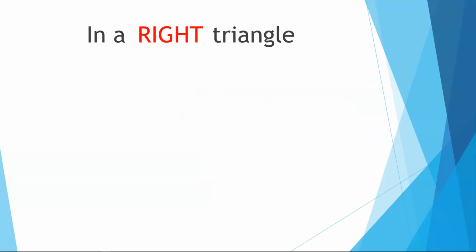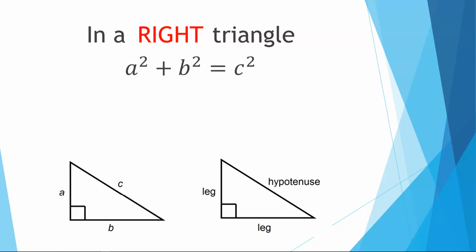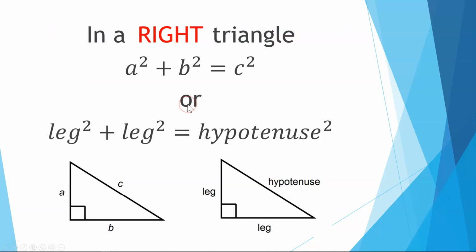So the Pythagorean Theorem says in a right triangle, which is a triangle with a right angle, you've got to see that right angle marked in there, a squared plus b squared equals c squared. Now sometimes you look at that and go, well, what does that even mean? So I like to think of it in words. Leg squared plus leg squared equals hypotenuse squared.